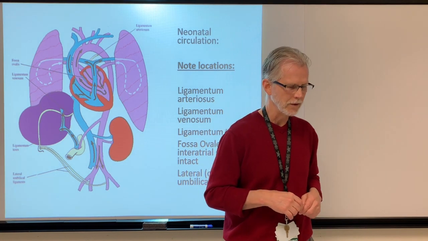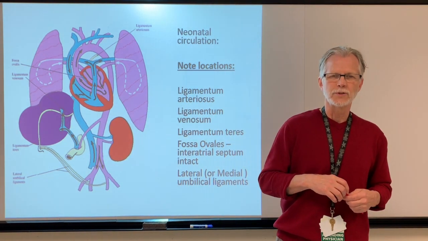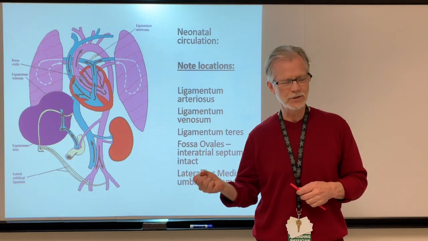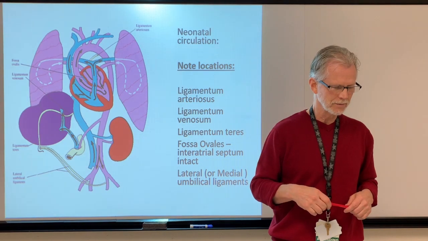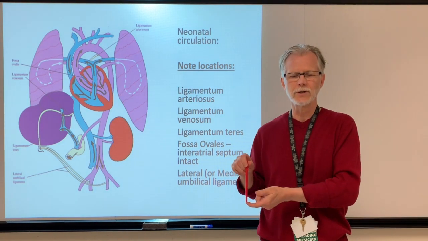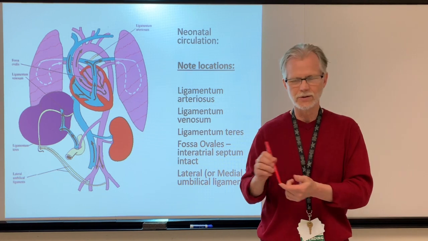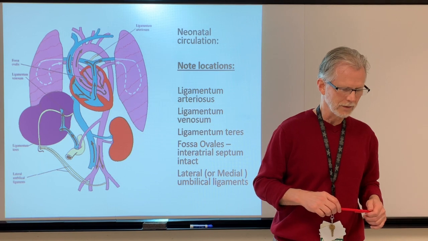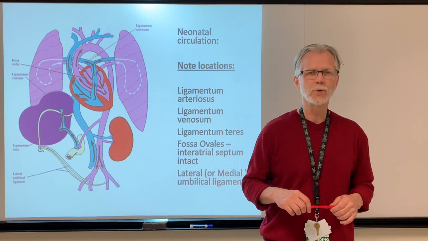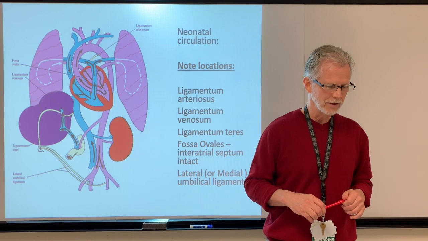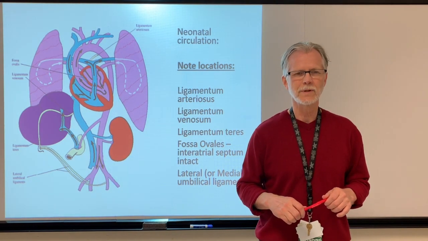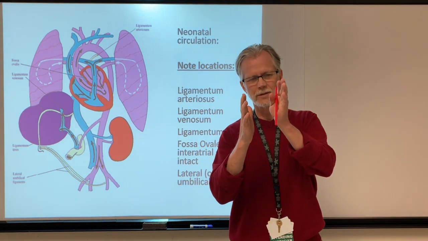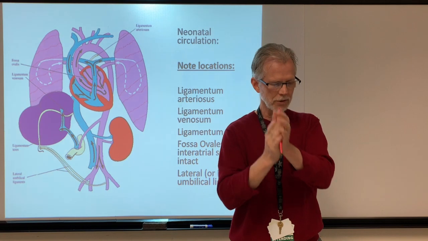So let's review. In the neonatal circulation, there's a transition. Those shunts that occur in the fetus are turned into ligaments, and here are the correlations. The ligamentum arteriosum was the ductus arteriosus. The ligamentum venosum was the ductus venosus. And ligamentum teres is the portion of the umbilical vein. The fossa ovalis is the communication between the two atria that flap together and ultimately close.